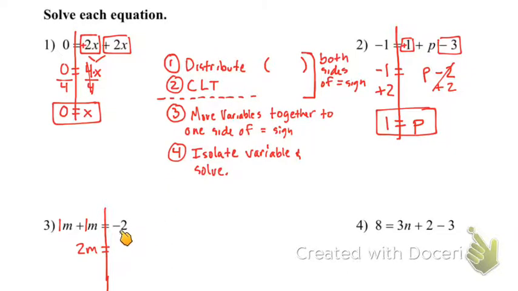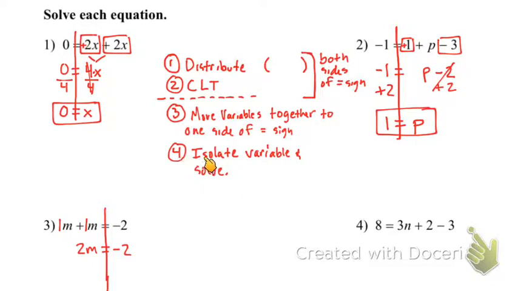Do I have any parentheses on the right side? No. Is there any combining like terms on the right side? No. So we bring down negative 2. Okay? Now check here. Do I have variables on both sides? And the answer is no. So I don't have to do step 3.